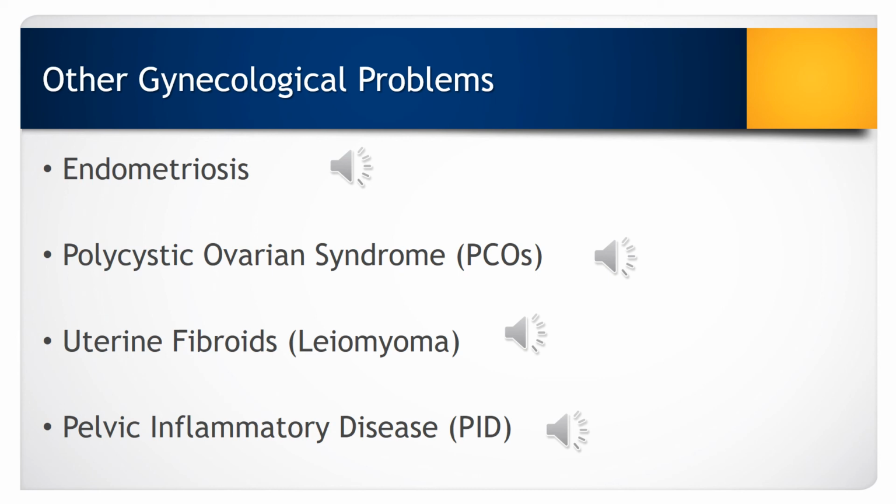So when we think about causative agents of pelvic inflammatory disease, chlamydia and gonorrhea are the most common, particularly untreated chlamydia and gonorrhea, in which the infection ascends. So it means it moves up from the vagina through the cervix into the uterus, into the fallopian tubes, and it continues to spread in that upper genital tract area.